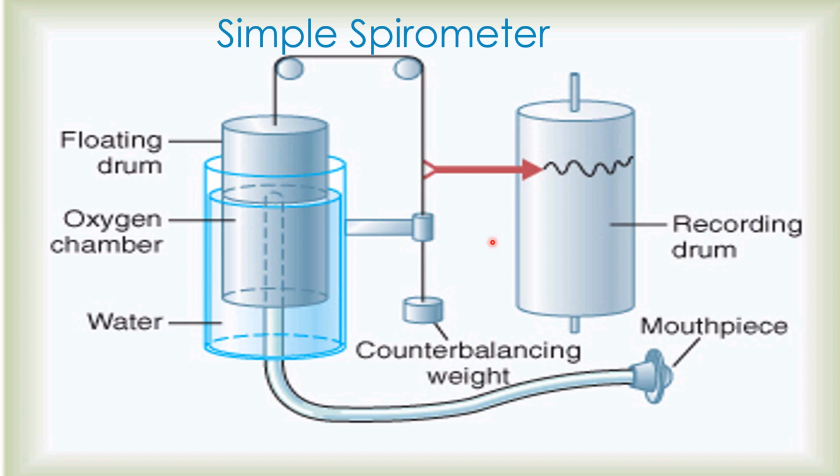So this is how the spirometer looks. Here you can see the recording drum and the floating drum, so there are two drums. This simple spirometer is made up of fully metal. Here you can see the outer chamber and the inner chamber, and then the drum here. This outer chamber is filled with water.